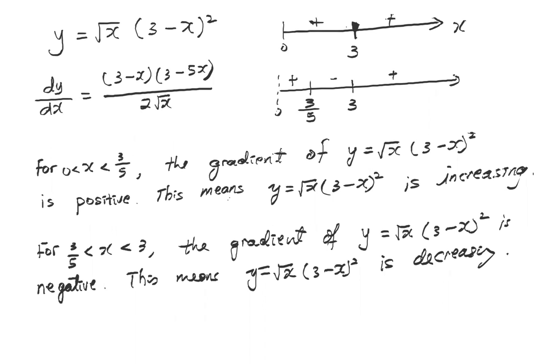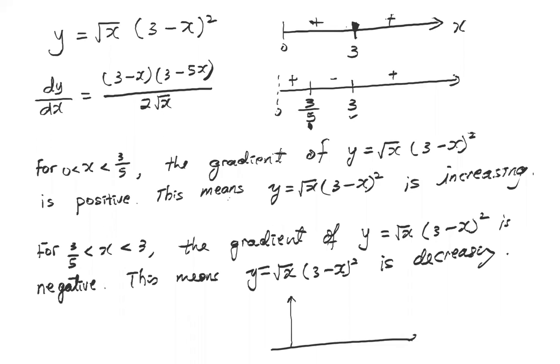The value of y equal to square root of x times (3 minus x squared) is always positive, meaning the graph of y is always above the x-axis. Correct? And we know that this is called the stationary point. Stationary point means at that point the gradient is equal to 0. So that means I roughly know that if I want to sketch the graph of y, it has to be above the x-axis.